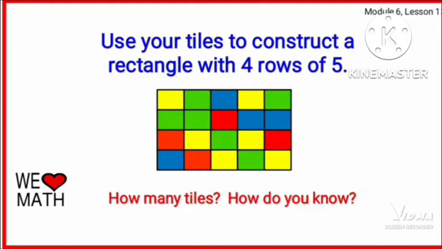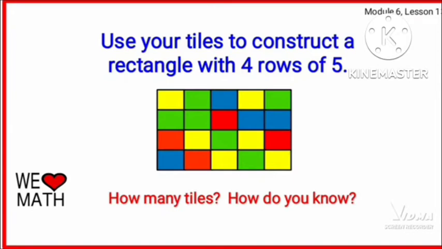We'll be working with square ties. We'll be using them to construct rectangles. So now, let us construct a rectangle with 4 rows of 5. If you look at the one I've constructed for you, the rows are horizontal and the columns are vertical.